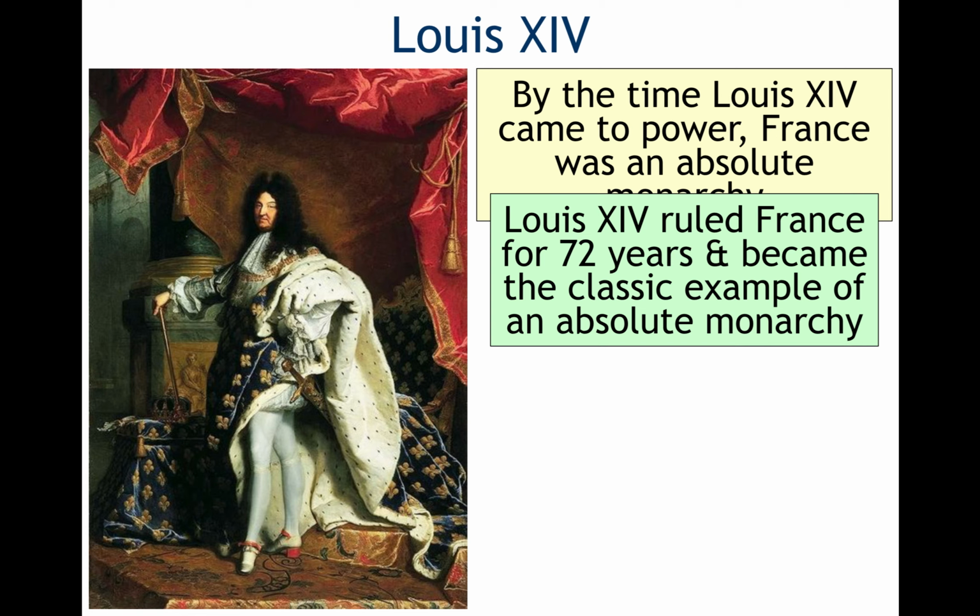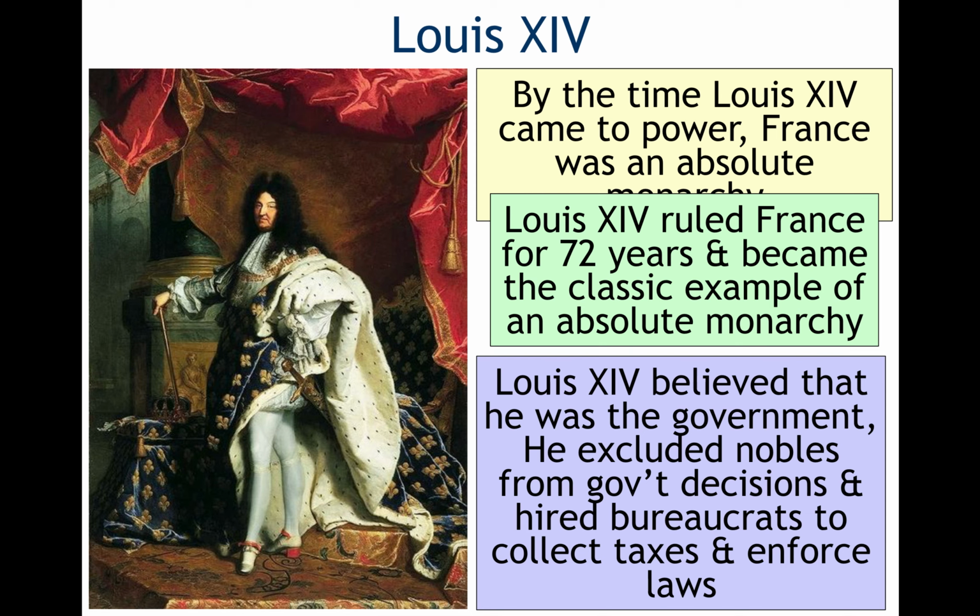He will rule France for 72 years and become a classic example of an absolute monarchy. He takes over very young. I believe he dies at 76 years old, so he takes over at 4, in name, in title at least, and rules for his entire life. The next 72 years, he's the king. Imagine how much that would go to your head if you were an absolute monarch from the time you were 4 until the time you die at 76. All he ever knew was this life of absolute authority over everyone he ever encountered.